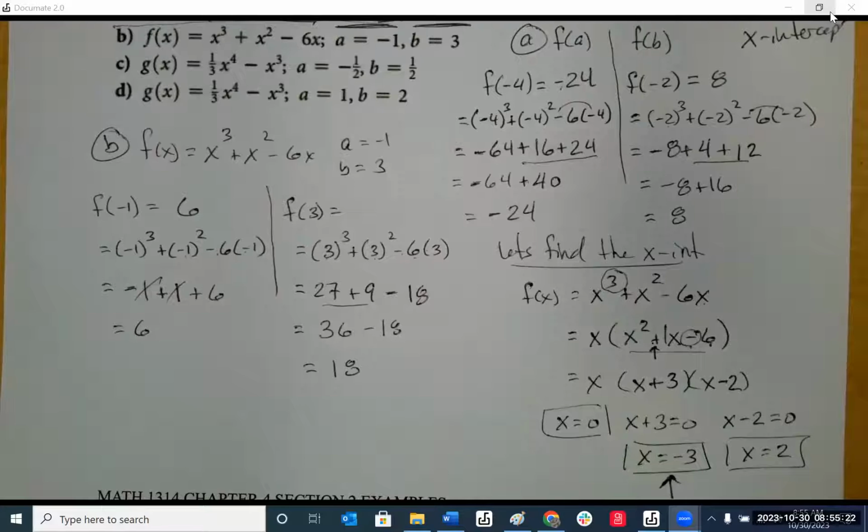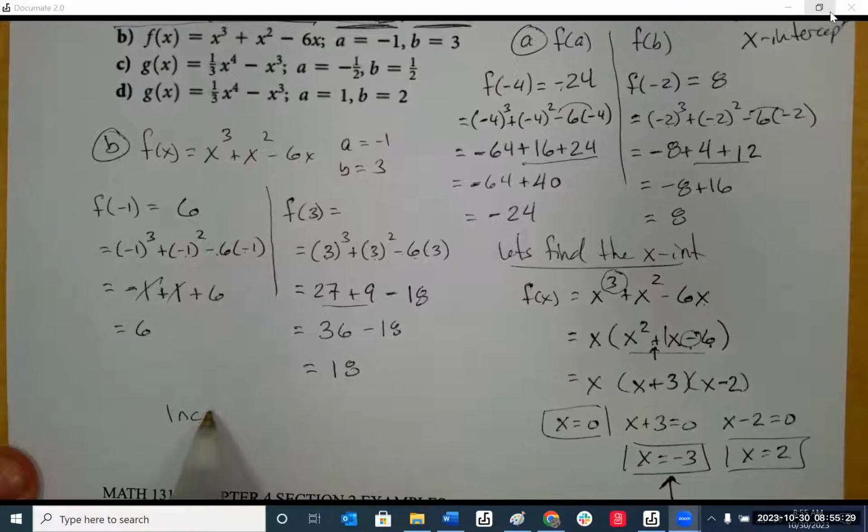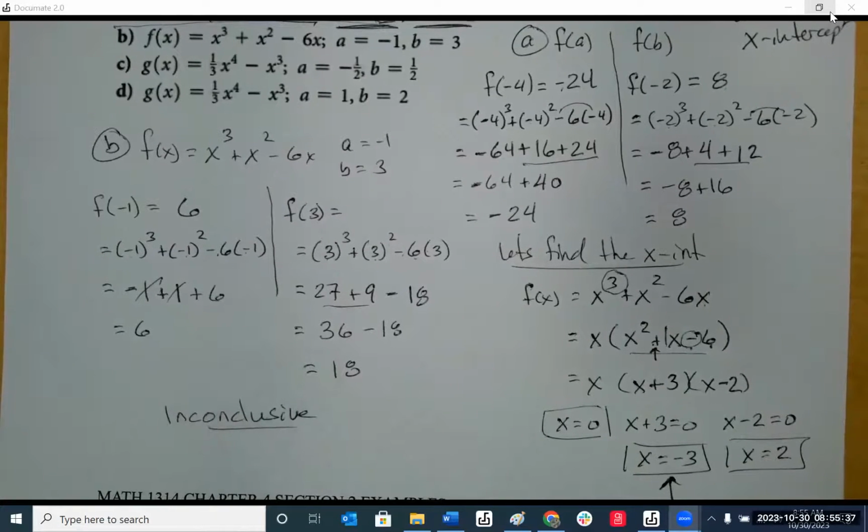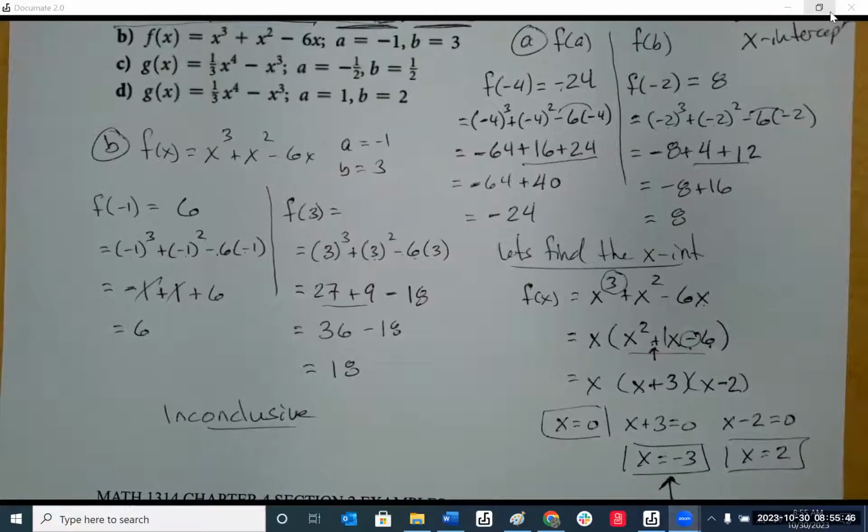We can't tell anything about that. It's inconclusive. Because they're both positive, they can have at least one x-intercept, but we don't know. The intermediate value theorem is not going to be useful there. It only works if they have different signs. And then you can do the last two yourself.